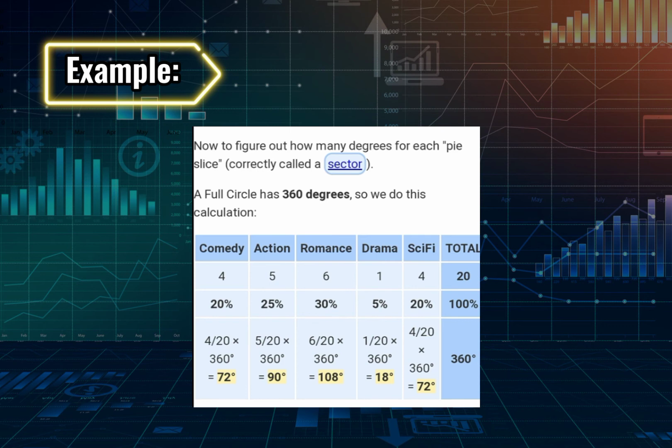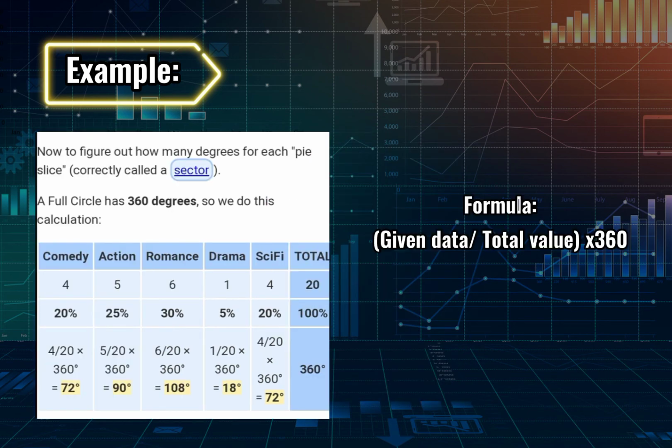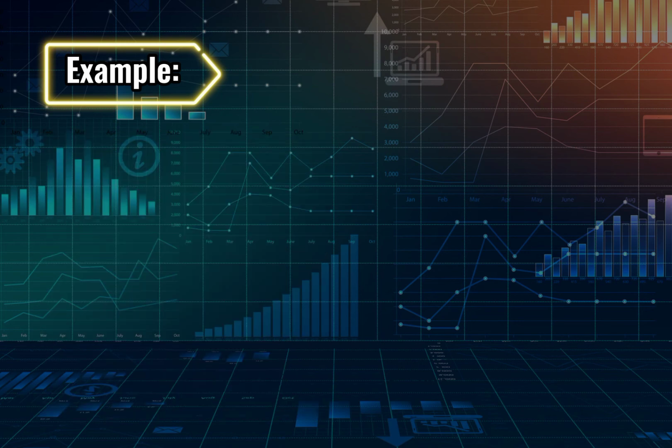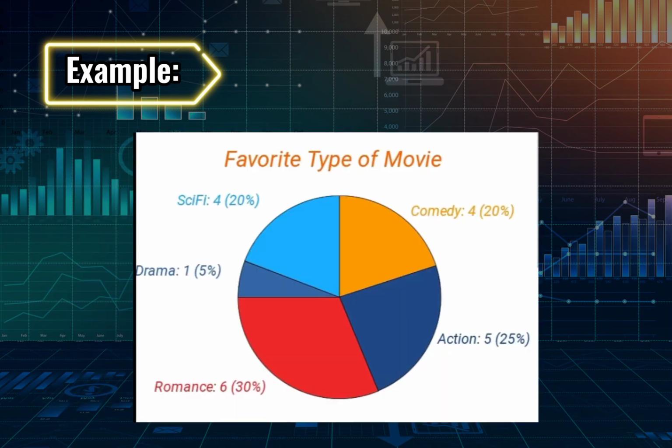After that, next to know is how many degrees for each pie sector we need. We will take a full circle of 360 degrees and follow the calculation with the formula given data over total value of data times 360. After the calculation, draw a circle and use a protractor to measure the degrees of each sector. And this is our pie graph.